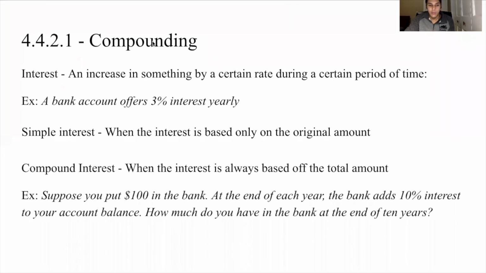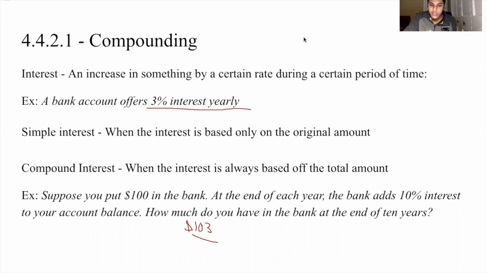And this is where compounding comes in. So that's when interest is always based off the total amount rather than the original amount. So if I had that $103, I would not just add another $3 if I was doing 3% interest yearly, if it were compound interest. I would have to find 3% of this 103 and then add that. And then whatever I was left with, I would add 3% of that the next year and so on.